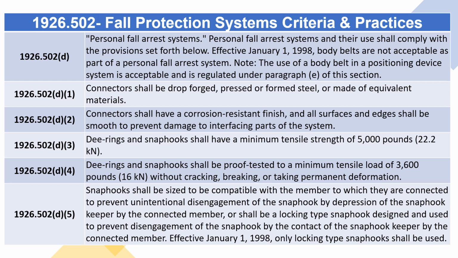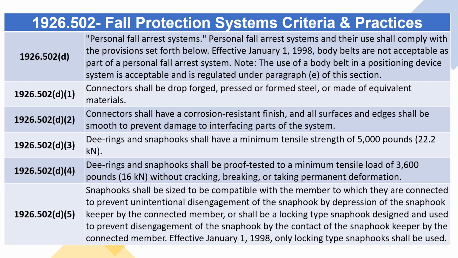1926.502(d)(1). Connectors shall be drop forged, pressed, or formed steel, or made of equivalent materials. 1926.502(d)(2). Connectors shall have a corrosion-resistant finish, and all surfaces and edges shall be smoothed to prevent damage to interfacing parts of the system.